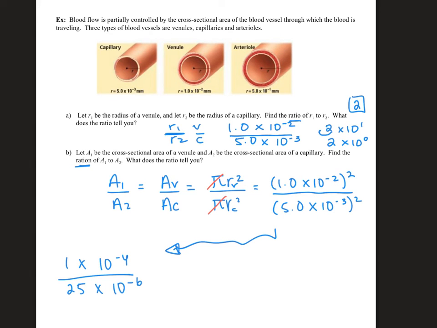So then I'm just going to divide. 1 divided by 25 is 0.04, and then 10 to the negative 4 divided by 10 to the negative 6 would be 10 to the second. And so then if I were going to put that in scientific notation, I'd have to actually move it 2 places closer. And so it'd be 4 times 10 to the 0, but again, anything to the 0 power is 1, so 4 times 1 would just be 4. And so then what that means is the ratio of the area of a venule compared to the area of a capillary: a venule is 4 times the size.